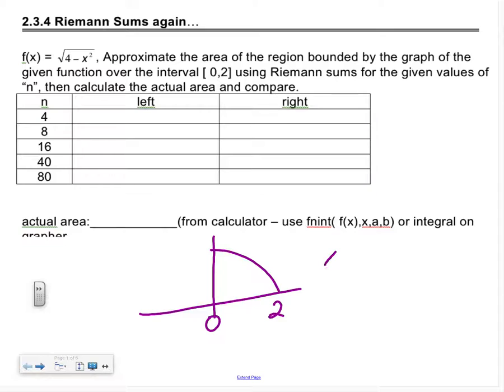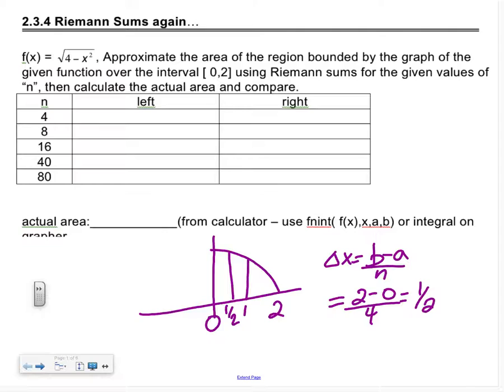So basically my delta x would be b minus a over n. So b is 2 and a is 0. I'm going to use 4 rectangles, so each little subinterval is worth 1/2. So I'm going to draw some lines up. We got 1/2, 1, 1.5, and 2. So those are my subintervals.